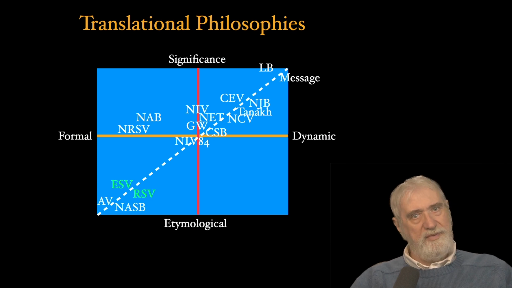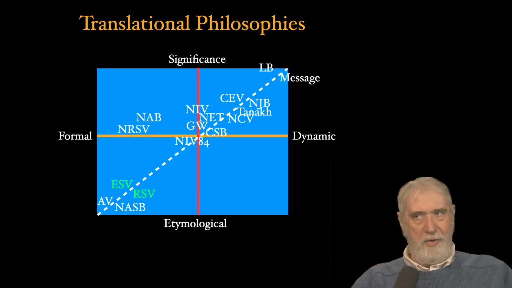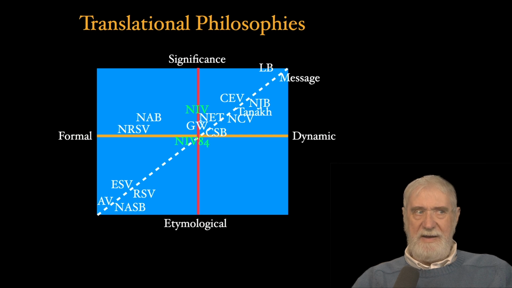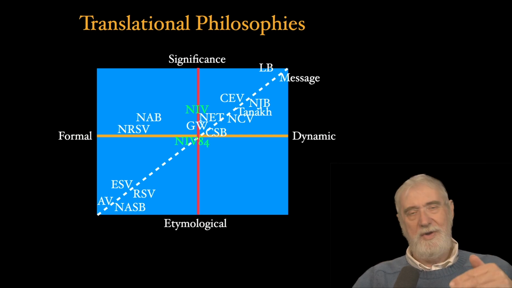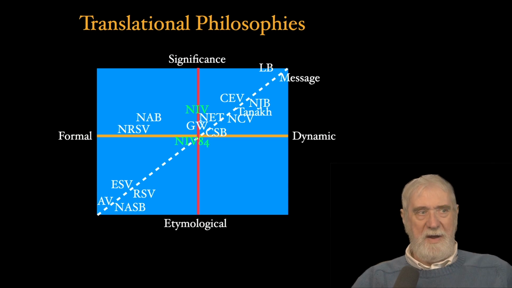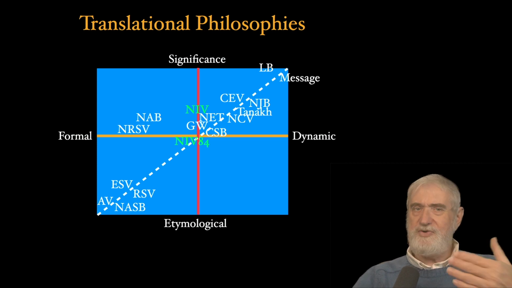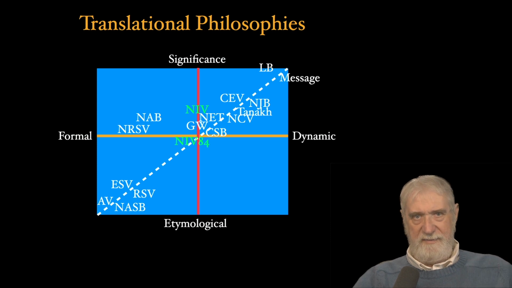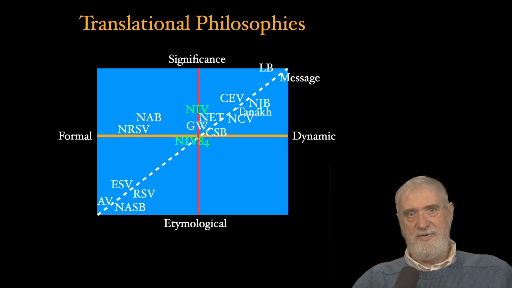Now as we move along the diagonal toward the other corner, we get some translations like the NIV. And the NIV is interesting because the original NIV, the NIV 84, tended to be pretty much right in the center and be a little more etymologically driven with regard to its word choice. And it strikes me that the newer version of the NIV that's available today has moved a little bit in the direction of more significance driven choices of words.